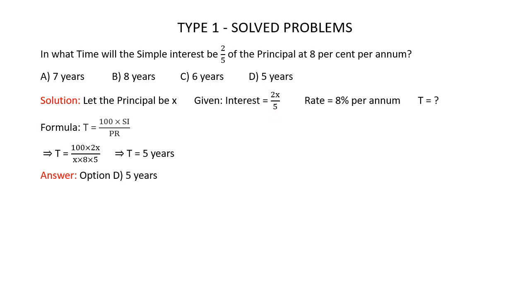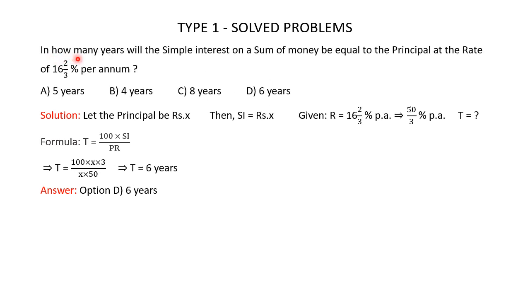It's also given that the rate of interest is 8% per annum, and we are asked to find the time. Now time can be found out using the formula T is equal to 100 multiplied by SI divided by PR. Now substituting all these values in the formula, we get T is equal to 100 multiplied by 2X/5 divided by X multiplied by 8. On solving this, we get T is equal to 5, which means time is 5 years. So the correct answer is option D, 5 years.